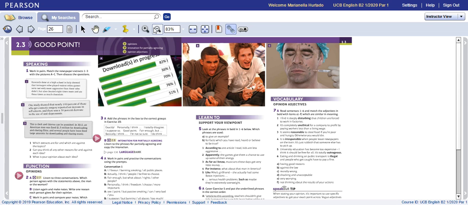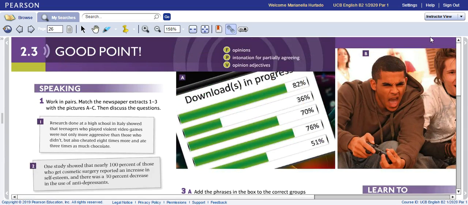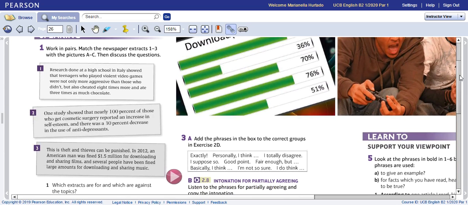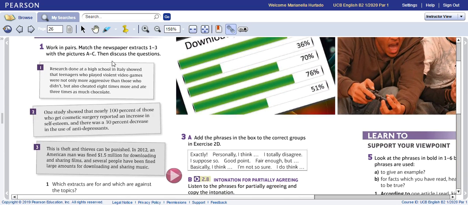But before we do that, I want to explain that the little paragraphs that you see right here have the numbers 1, 2, and 3. These are the newspaper extracts, which are like small paragraphs about different types of news. You're going to match them with the pictures that you have right here on the top, with pictures A, B, and C. Okay, so let me make this bigger for you. Here you go. So there you have them, the little paragraphs. And to finish this, it says, then discuss the questions.